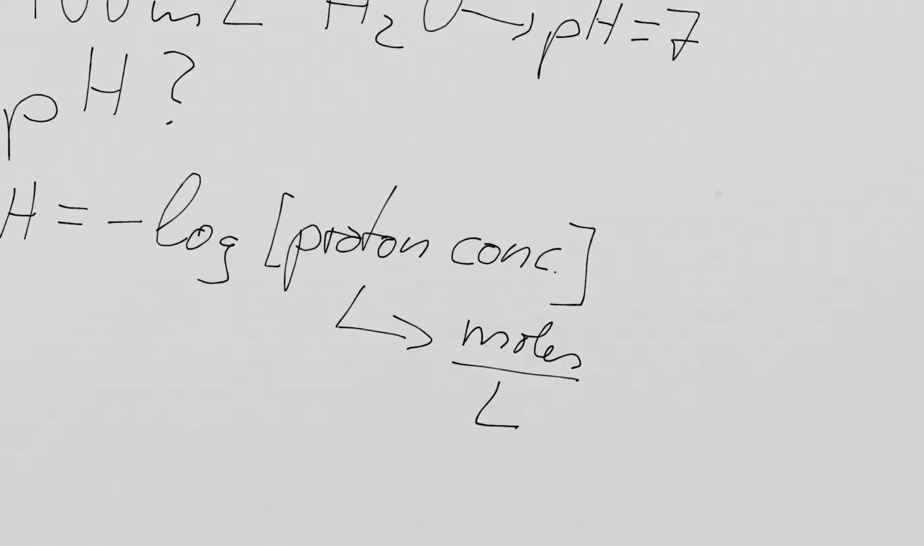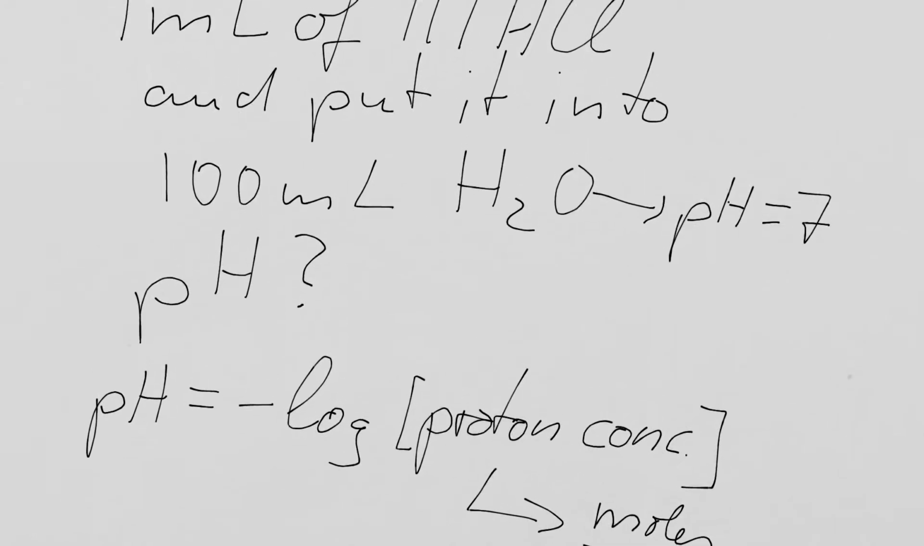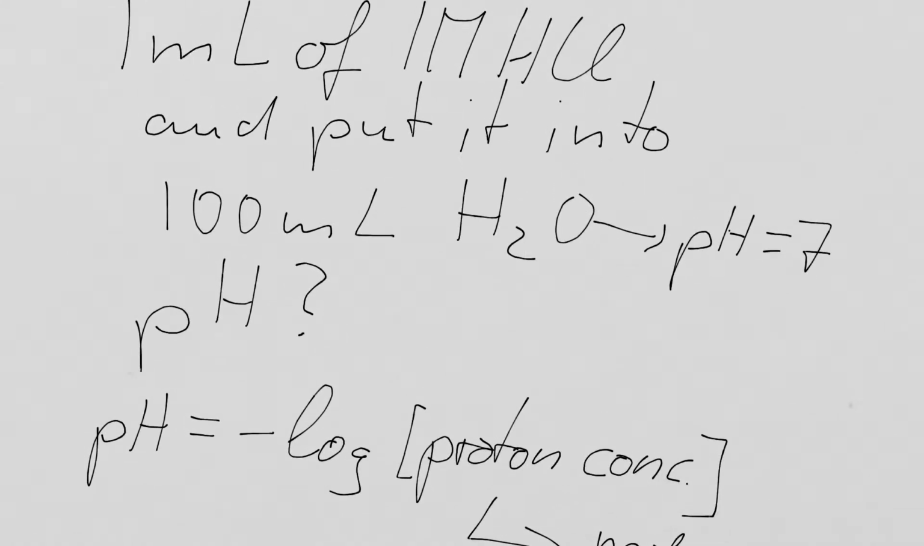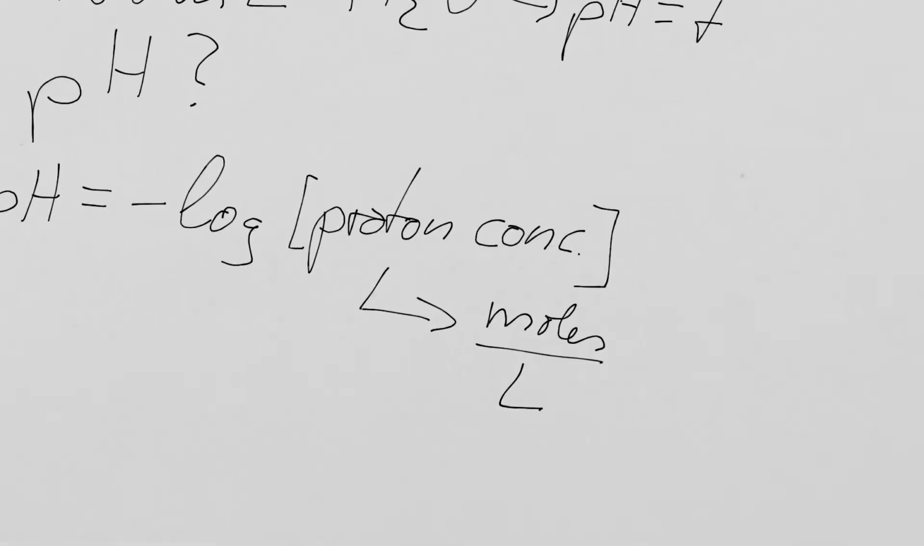So what is our total volume that we have? If you look at that, what is our total volume? 101 milliliter. Exactly, it's 101 milliliter, because we add 1 milliliter to 100 milliliter. What is the amount of moles of protons that we have? Can we figure that out?